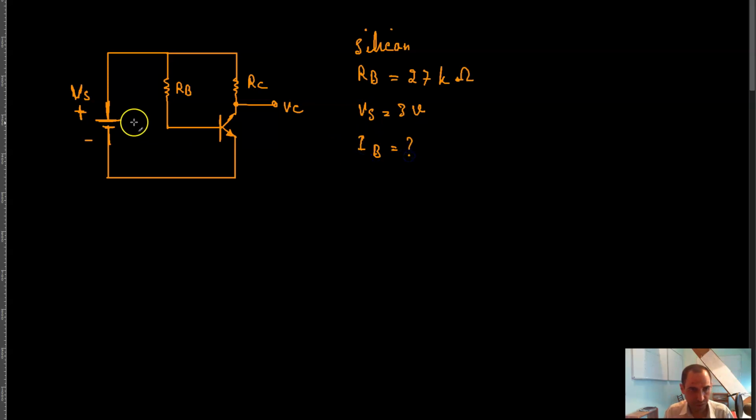So now suppose that, for example, this is a silicon transistor. Your R of B is equal to 27 kilo ohm, and your V of S is equal to 3 volts. And you want to find your base current, I of B.